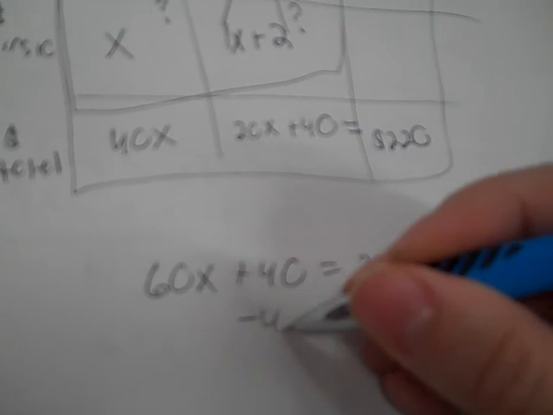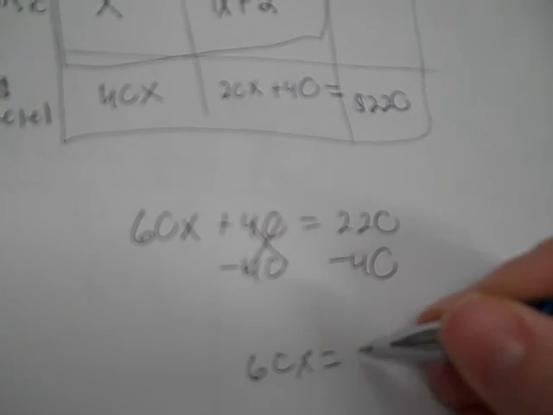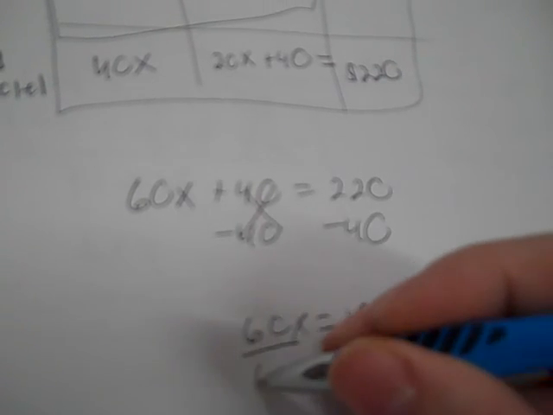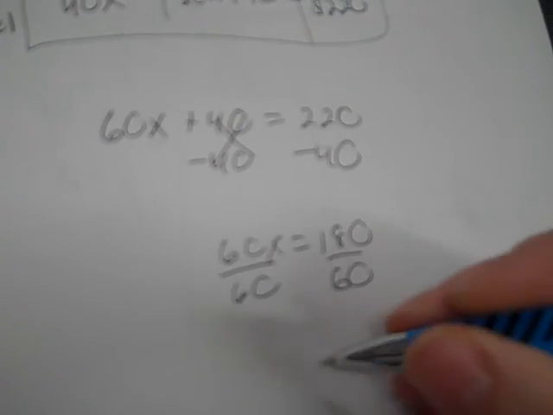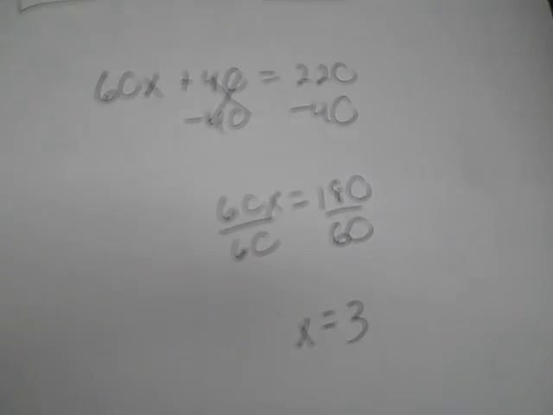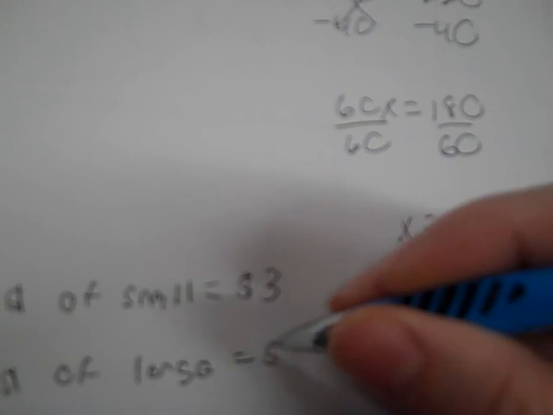Then I minus 40, 60x equals 180. Then I divide by 60, and x equals 3. So go find your solo x. It's right here, and that's your small. So the smalls cost $3, and then to find the cost of a large, you just add 2 onto it, because the 2 things we didn't know, the other one just has a 2 added. So 3 plus 2 is 5.